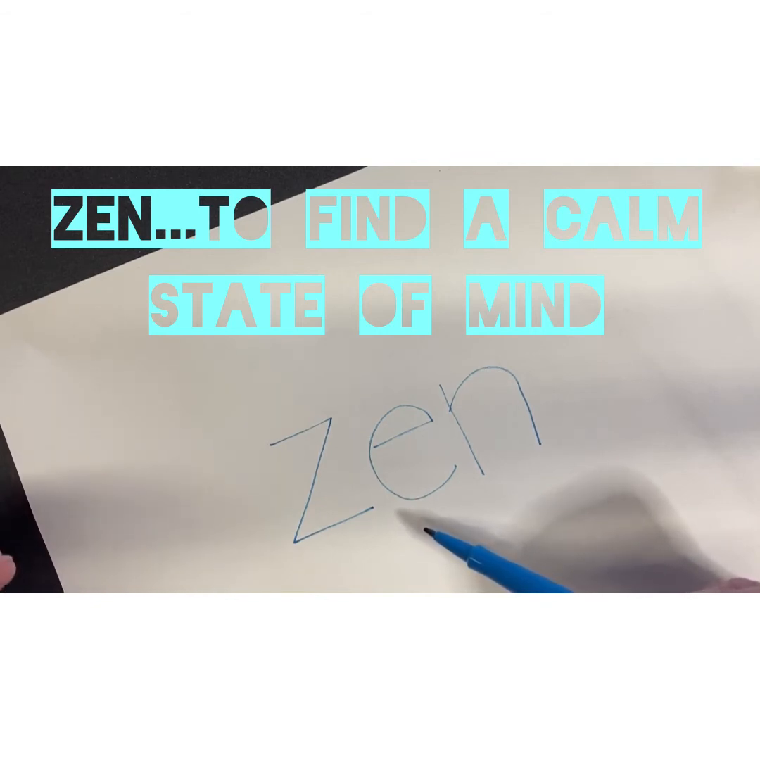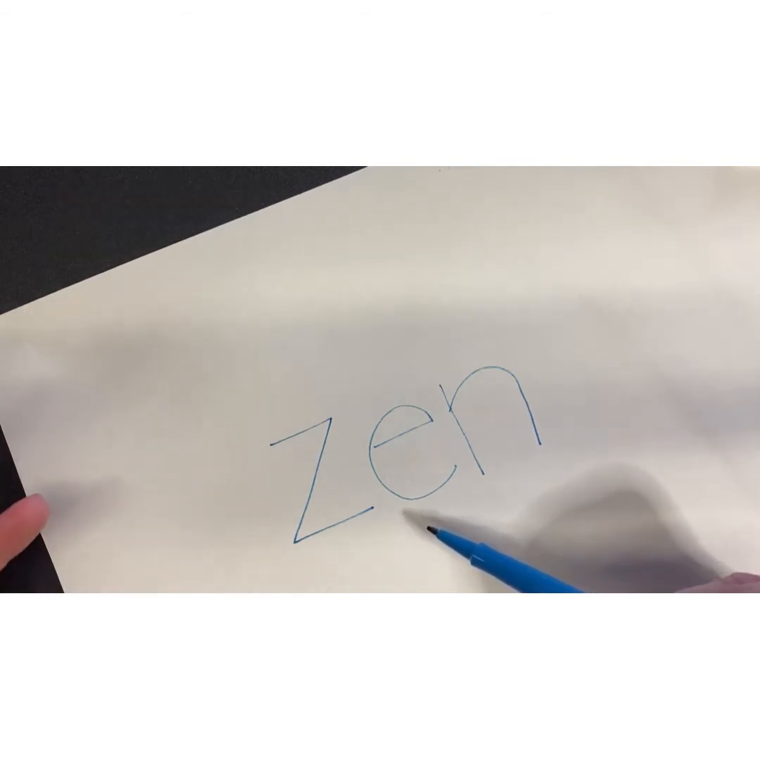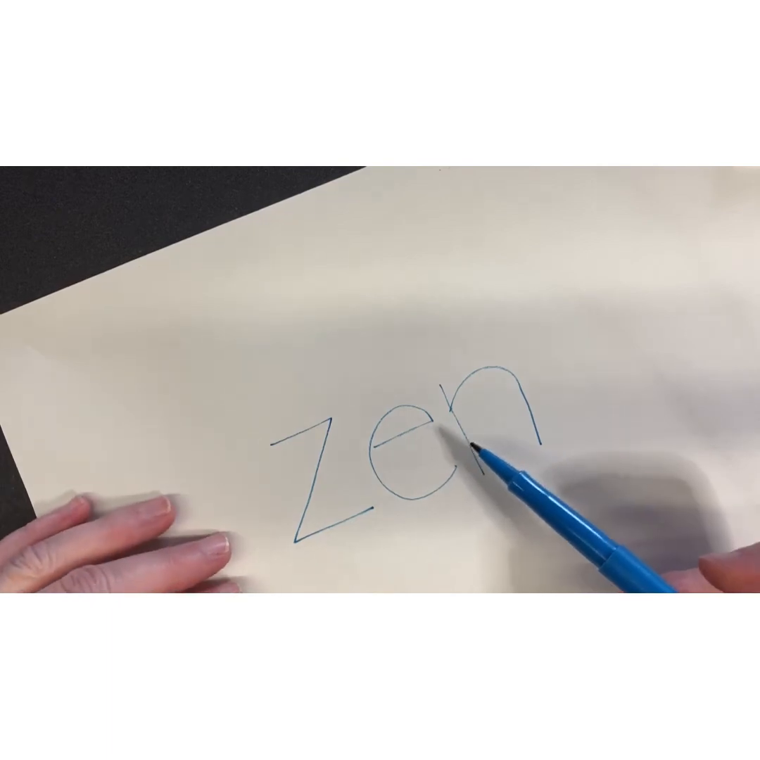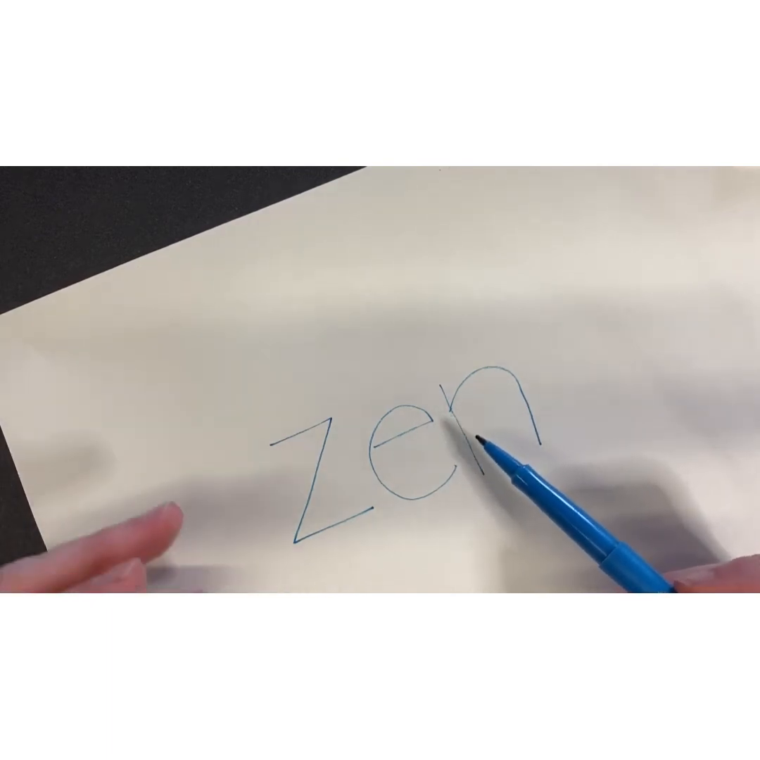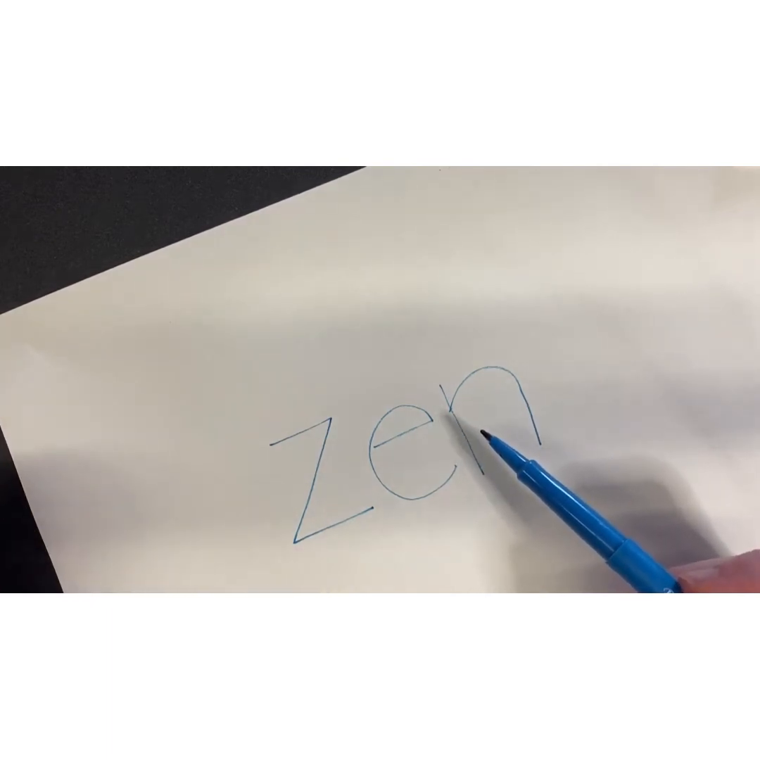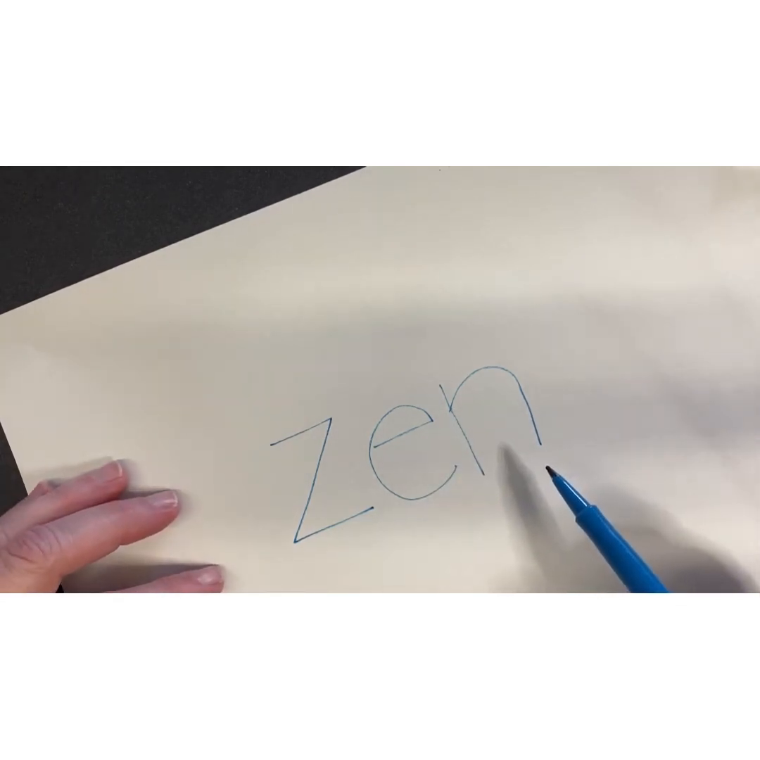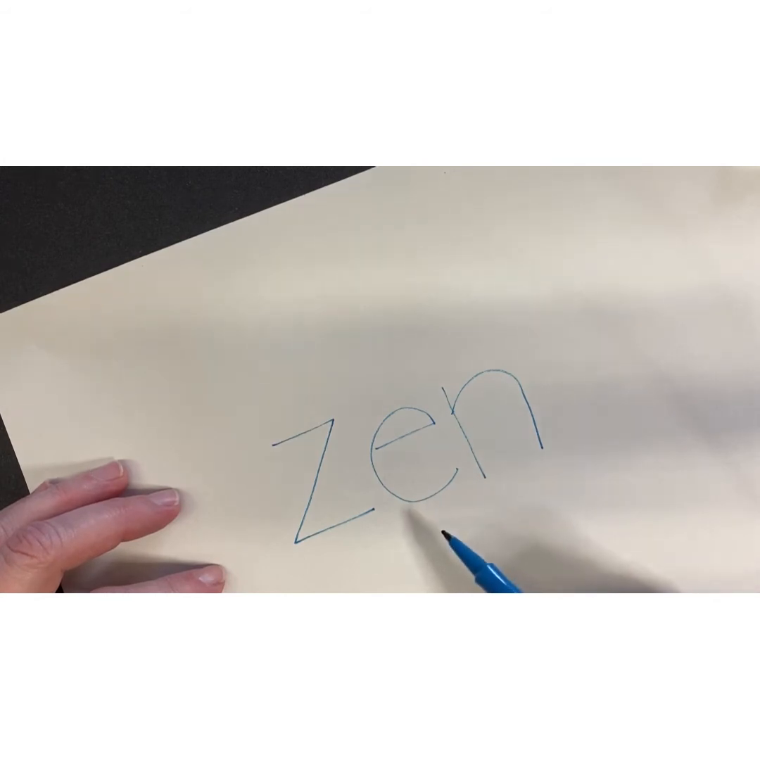So if you're having a rough time, or you just need to do something different, or maybe you have some stress going on, you can actually work on your Zentangles, and that will help you to find a little bit of calmness and help you relax. All right, that's what that word Zen means, meditation and to find some calm.